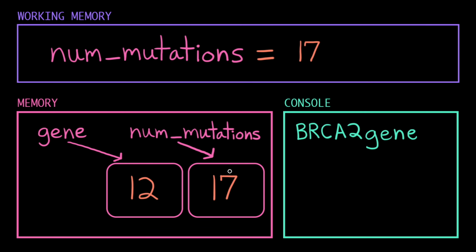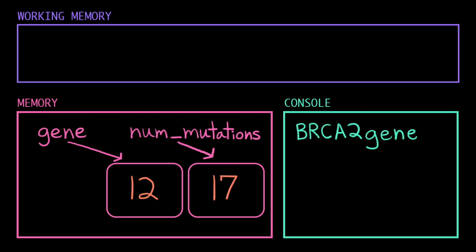Note that this doesn't affect the value of Gene. We move nummutations to point to a different location, but we didn't move Gene. It still points to that old location with the value 12. Because that location is still reachable through the variable Gene, it sticks around.